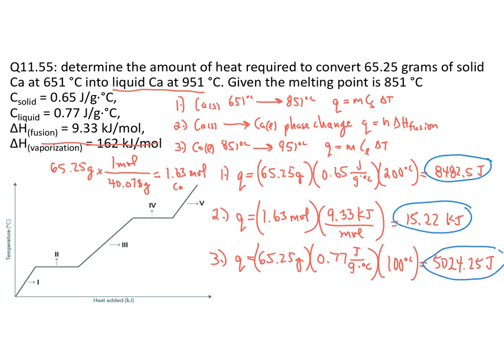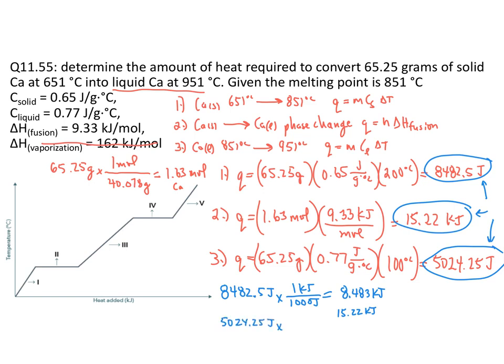The one thing you should notice is that I have 2 different units of energy. I have joules for step 1 and 3, and I have kilojoules for step 2. Taking a look at the question, we want to determine the amount of heat required in kilojoules for this process. So step 1 was 8,482.5 joules, and I know that there are 1,000 joules in 1 kilojoule, so that brings me to 8.483 kilojoules. Step 2 was already in kilojoules, that was 15.22 kilojoules.